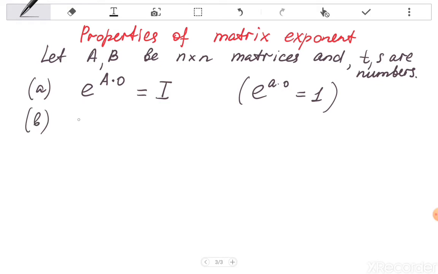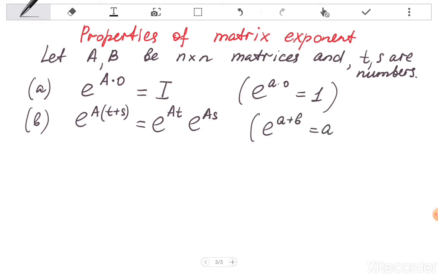Okay, for part B, e to the A, let's say we have here a sum of numbers, t plus s. This is the same as e to the At times e to the As. So this is similar to e to the a plus b being e to the a times e to the b. Sorry, e, not A here.